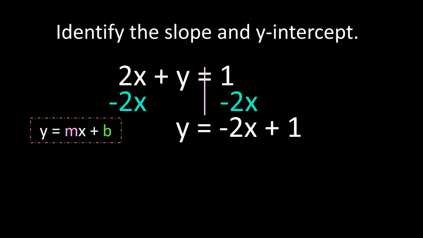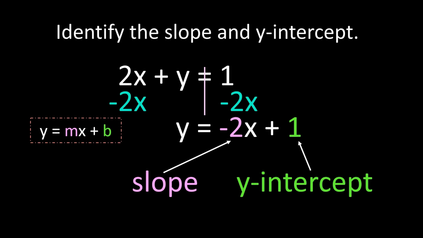Now my equation y equals negative 2x plus 1 is in the form of y equals mx plus b. So I can easily identify the slope. M is the slope. That's where the negative 2 is. So negative 2 is my slope. And b is the y-intercept. And 1 is in place of b. So positive 1 is my y-intercept.